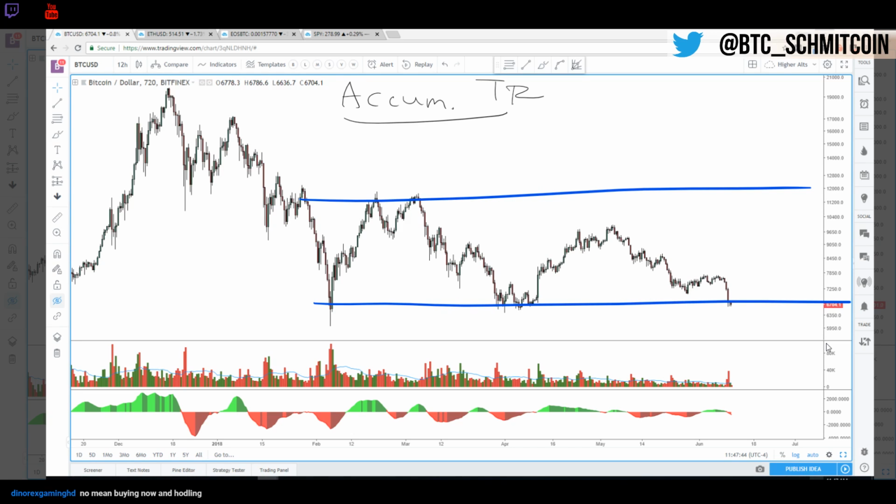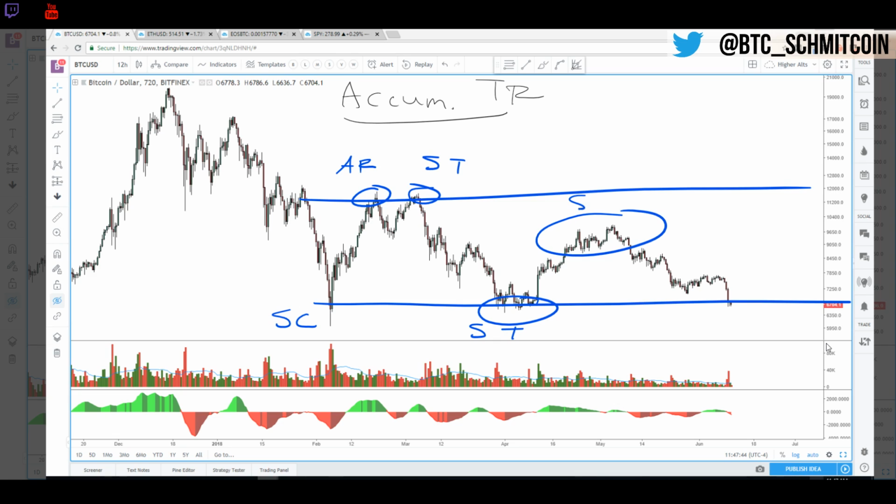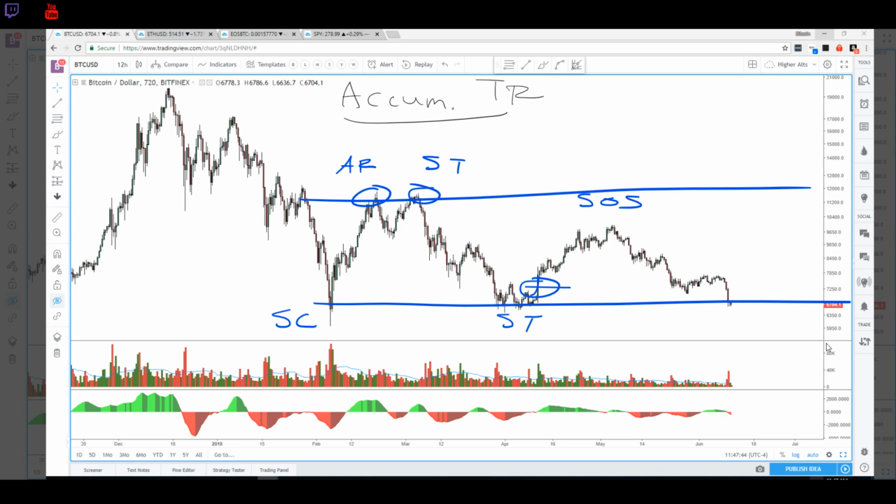something like that, where this would be the selling climax, and this would be the automatic reaction. This would be the secondary test, a secondary test of support, a secondary test here. You could argue that this is a sign of strength because it had this jump across the creek sort of thing here. So you could say this is like a jump across the creek.